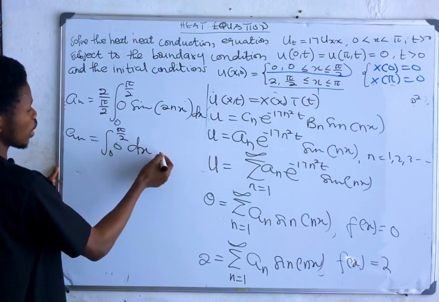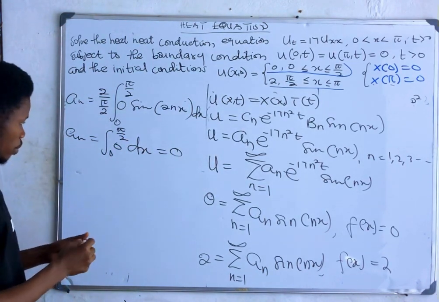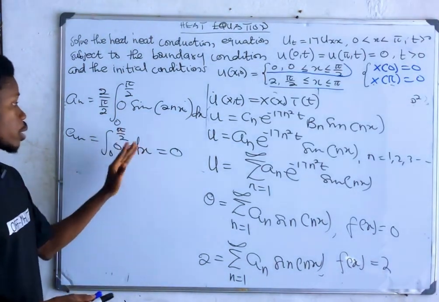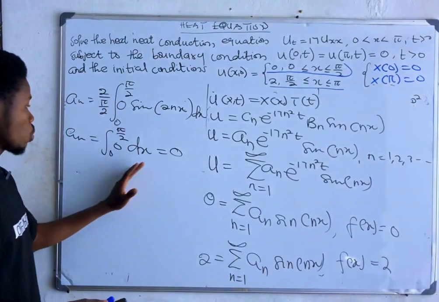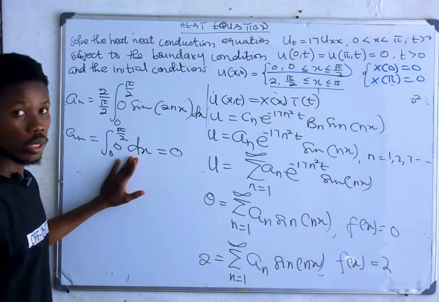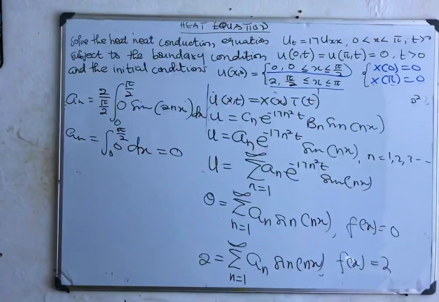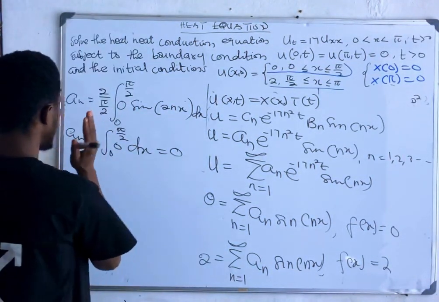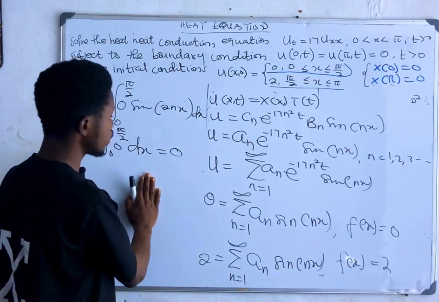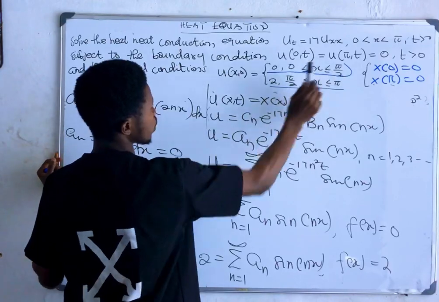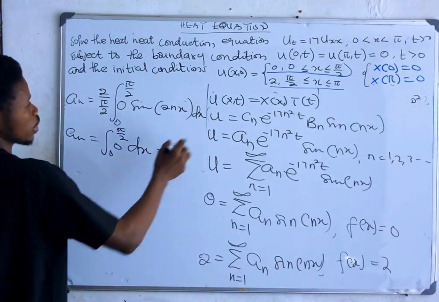And this will be 0. If you integrate 0, you get 0. You know, this is a definite integral, so you don't have to bring any constant. So this will definitely give you 0. So it means that here we don't have any a_n for the first condition or interval. Let's move to the next interval.